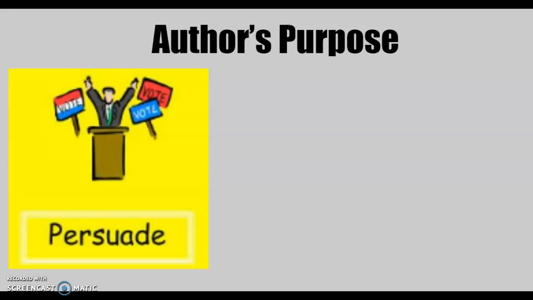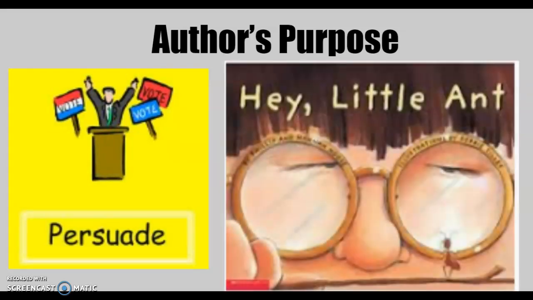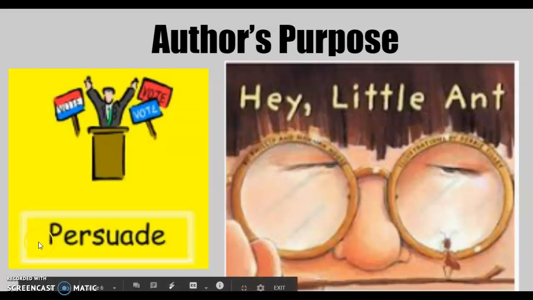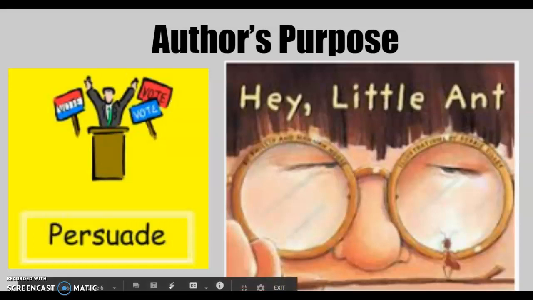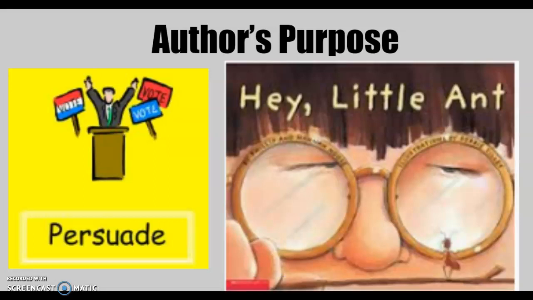One reason an author might write a book is to persuade. In this book, Hey Little Ant, there's a boy who's about to step on this tiny ant, and the ant tries to convince the boy, or persuade him, not to step on him. So he says things like, "I have a family and I was just going home to dinner with them. Please don't step on me." And it's his way of convincing the boy not to step on him. So one reason an author may write a book is to persuade.